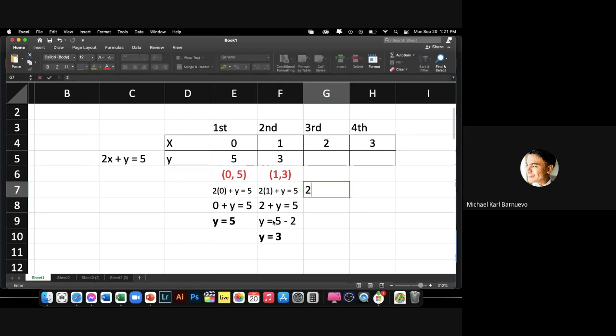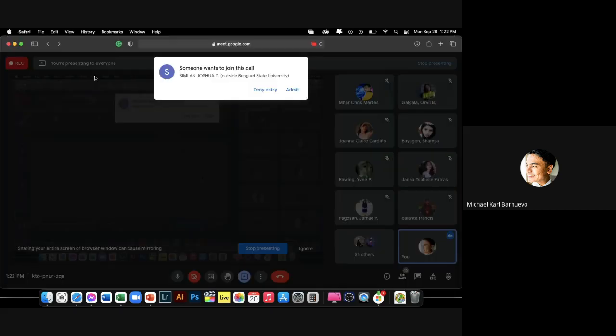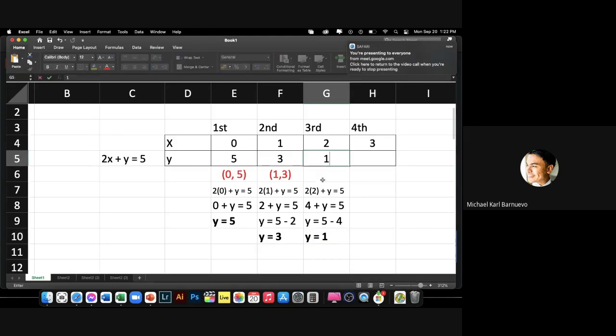Alright, third, same. Substitute x sa 2: 2x plus y is equal to 5. Okay, 2 times 2, that is 4, plus y is equal to 5. Transposition, we move 4 sa kabilang side. 5 minus 4. Therefore, our y is equal to 1. Ayan. Alright. Admit lang natin si Joshua. So we put 1 here. Our third coordinate is 2, 1.